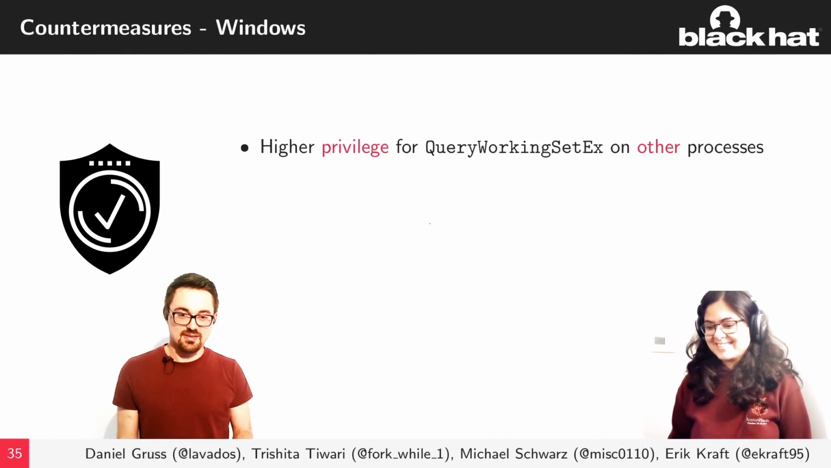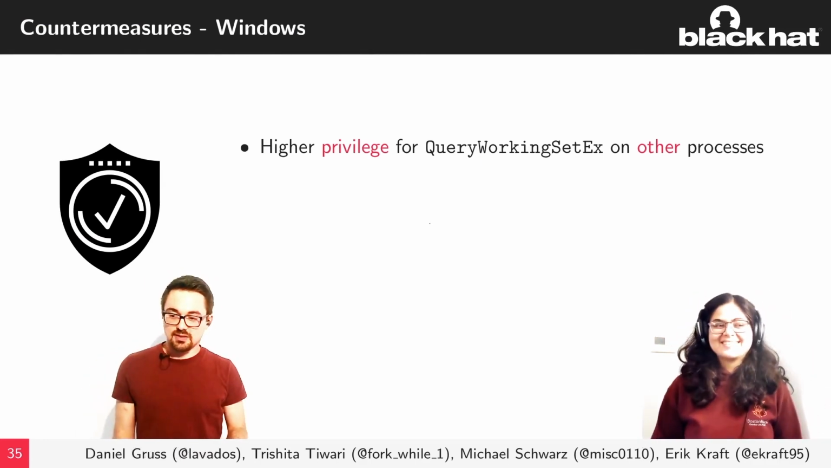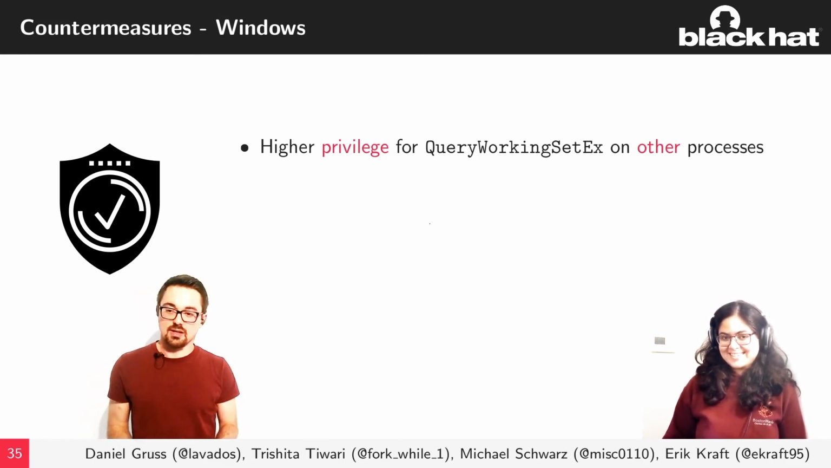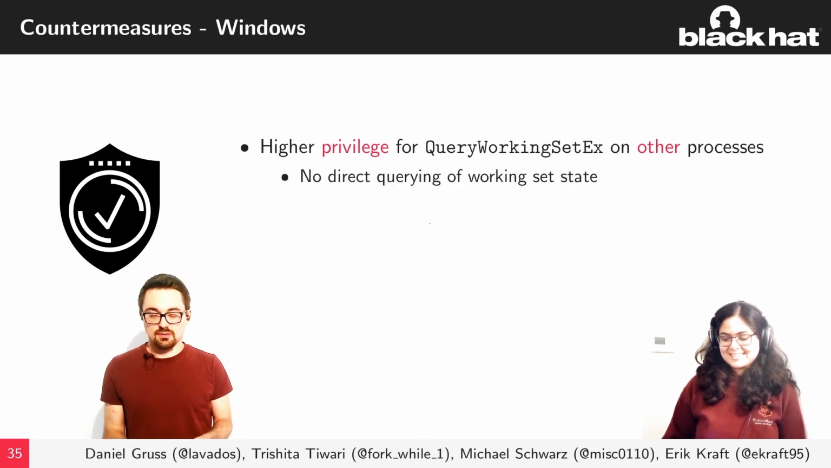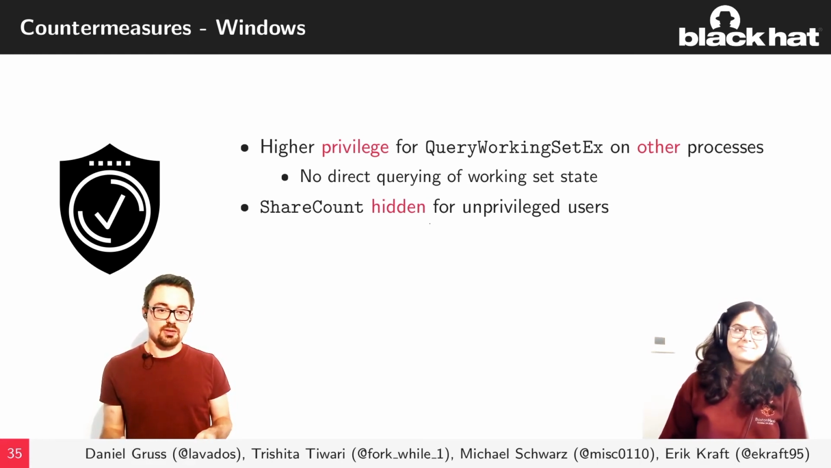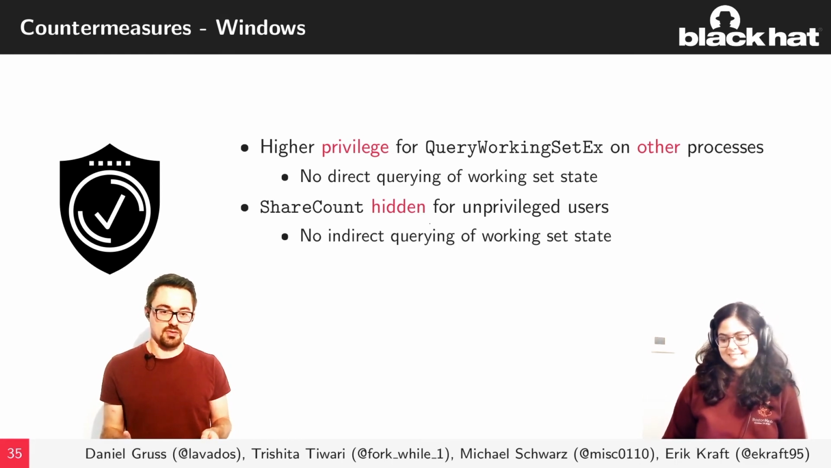So let's start with Windows. What they did is they raised the privilege for querying working set AX on other processes, and that basically means you can't do non-destructive probing of a different working set. And they also hid the share count for unprivileged users, because with this information you can also indirectly probe if a page is used by a different working set. And therefore, non-destructive probing is no more possible for higher integrity processes.